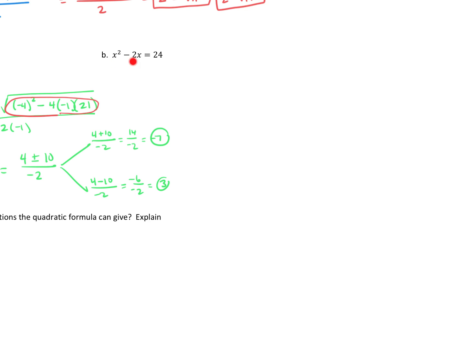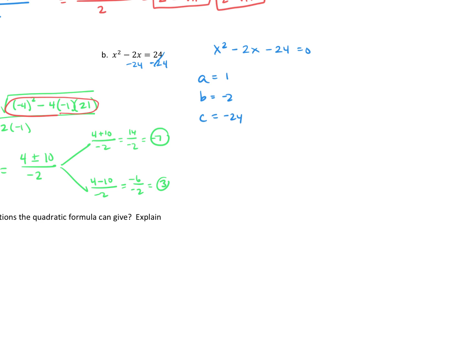Part B, x squared minus 2x equals 24. Let's get standard form set equal to 0, so we're going to subtract this 24 and rewrite x squared minus 2x minus 24 equals 0. We'll identify our a, b, and c values. So a is 1, b is negative 2, c is negative 24.